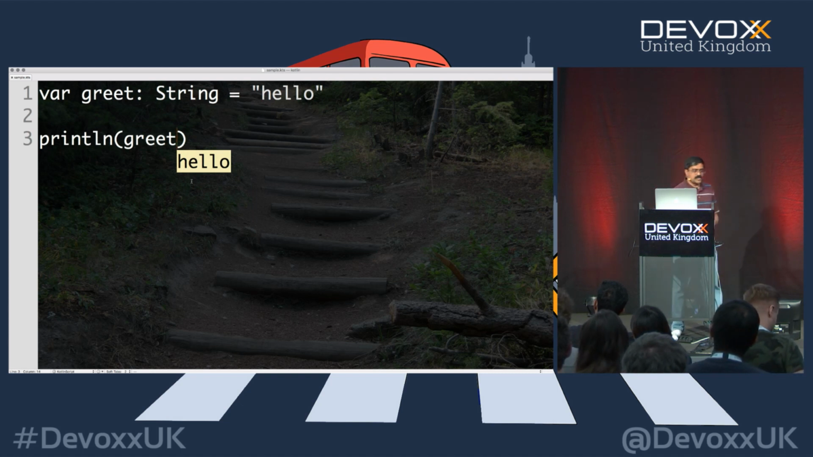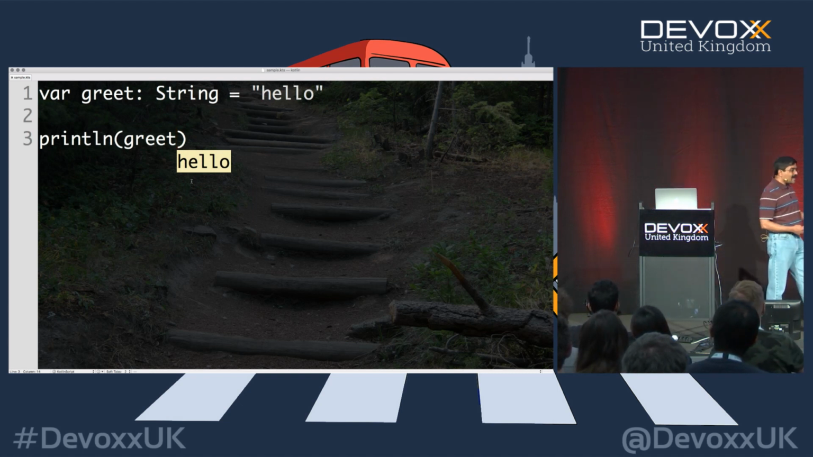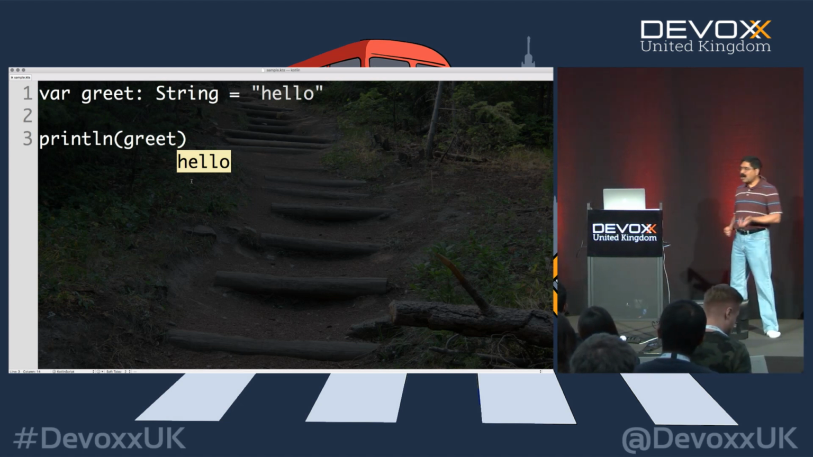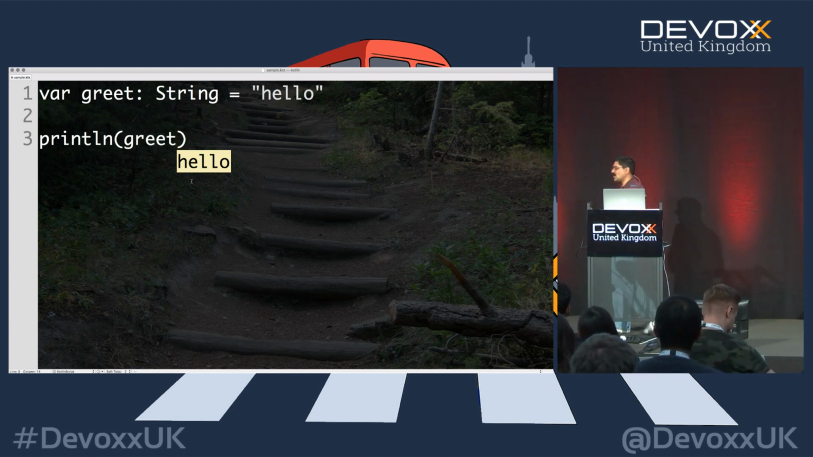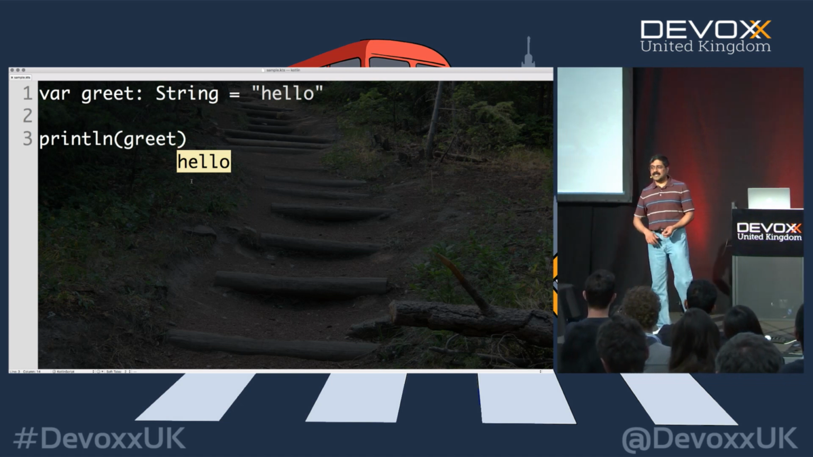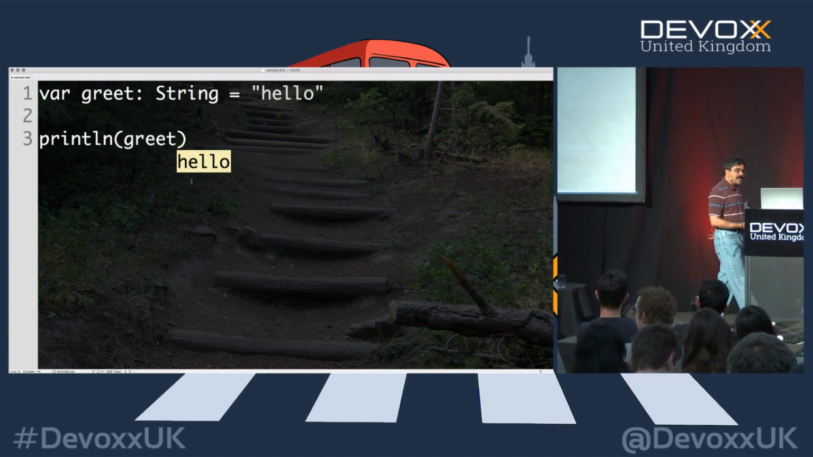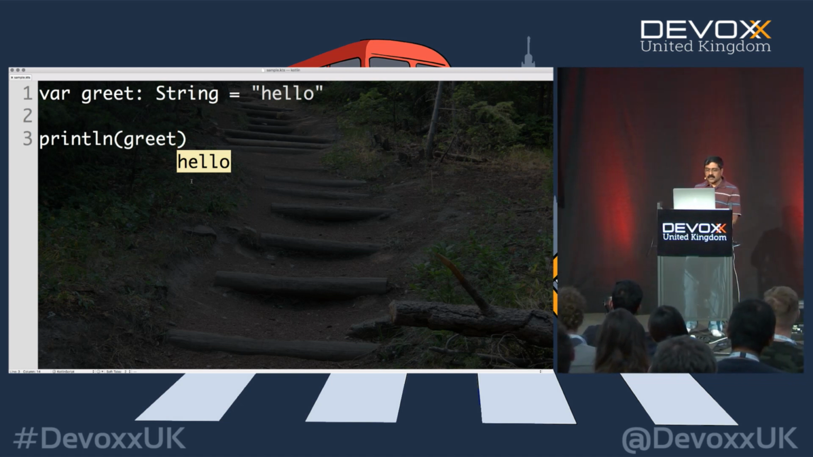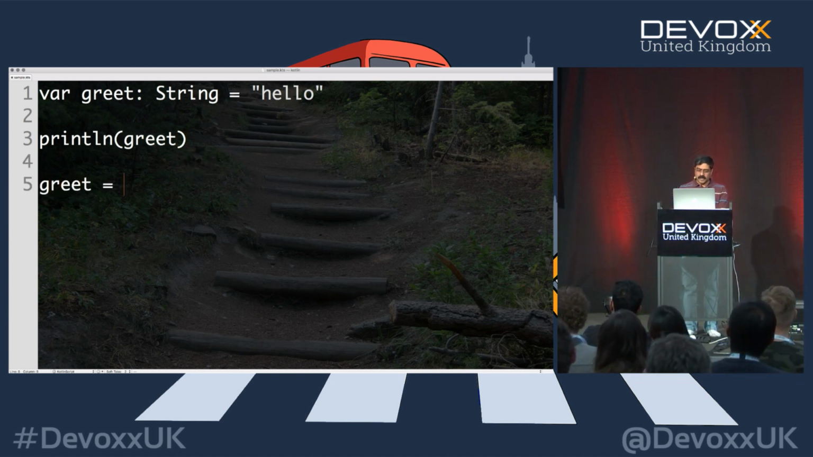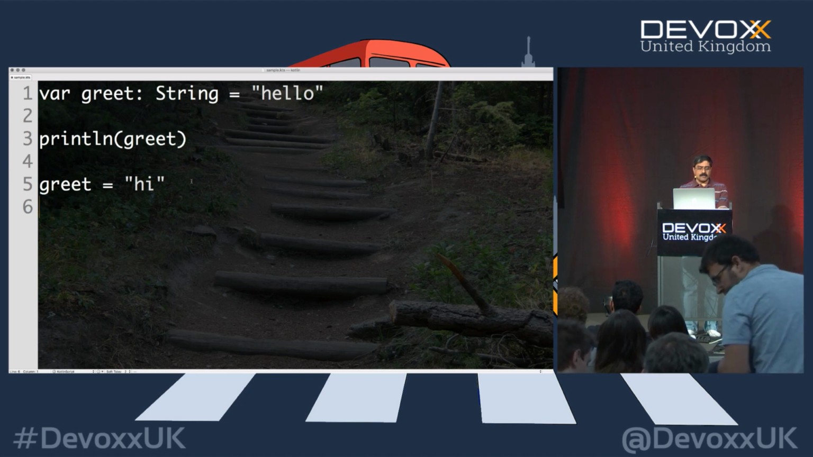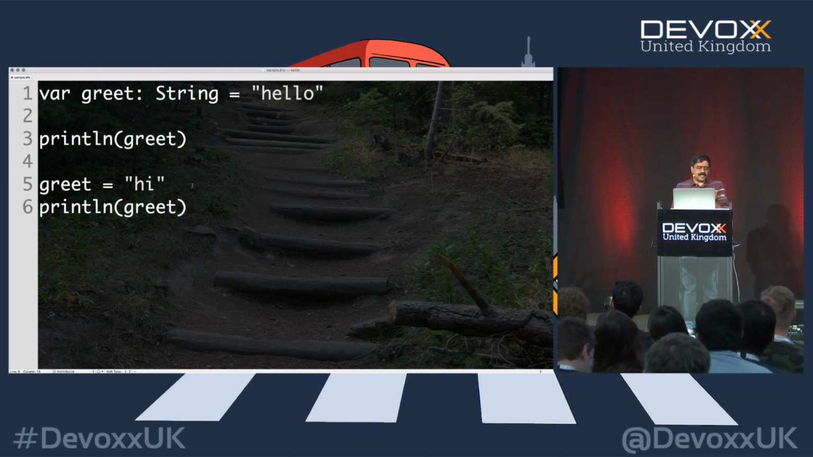Notice that in languages that we are used to normally, we put the type and then the variable name. Kotlin kind of emphasizes that the variable name is more important than the type, so the type follows the variable name in the case of Kotlin. That's how they actually provide it. And of course, in this case, I'm going to take greet over here and change it to hi, and I'm going to print the value of greet, and as you would expect, the value hello changes to hi.